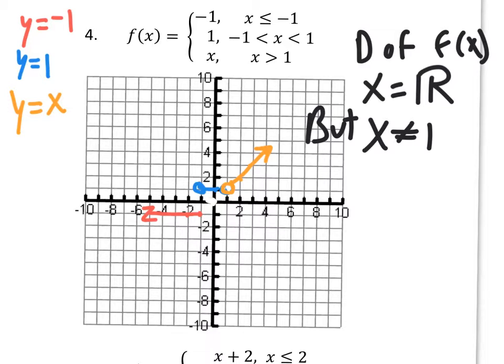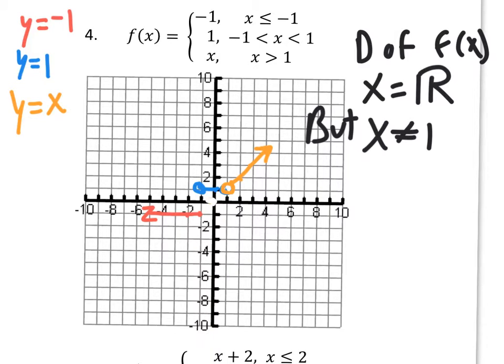Now let's talk range. Range are your y values. So is there any part of this graph that's at -4 on the y? No. -3 on the y? No. -2 on the y? No. -1 on the y? Yes. Is there any at 0 on the y? No. How about 1 on the y? Yeah. 2 on the y? Yeah. 3, 4, 5, 6.